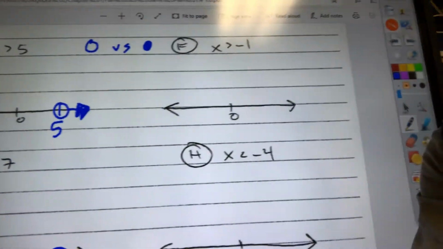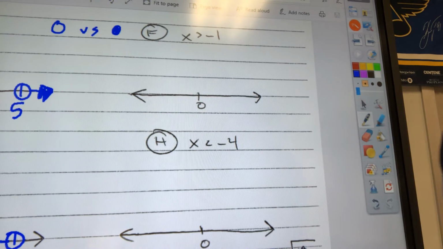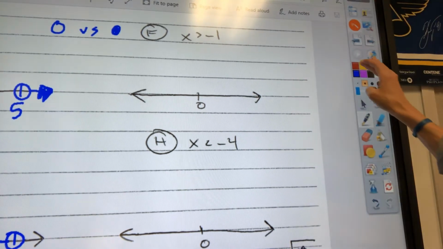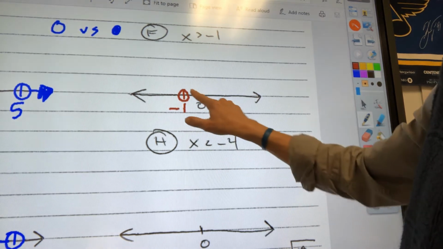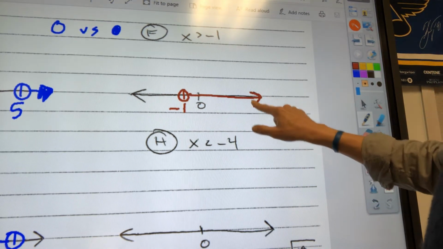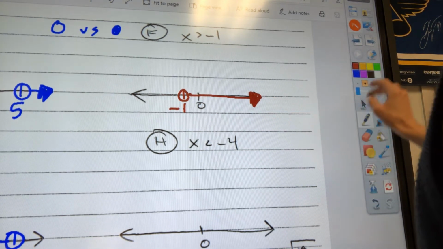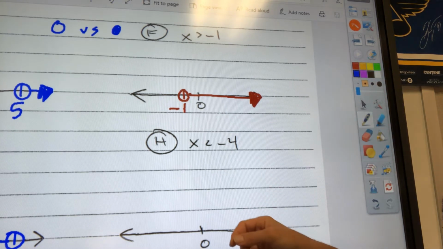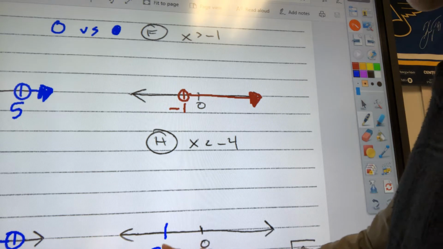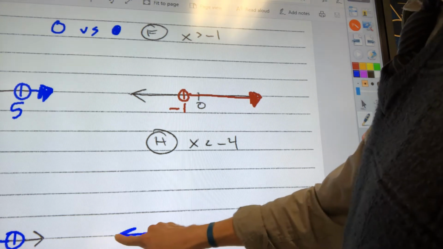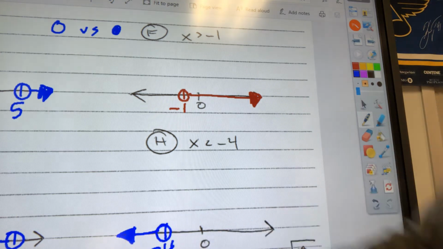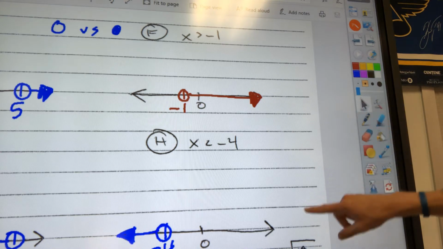F. X is greater than -1. So there's -1. Greater than, open circle. Greater than means shade to the right. H. X is less than -4. Here's -4. Open circle because there's no equality. Less than means you shade to the left. Okay, so those are all pretty easy. That's how you shade, and that's what we'll do for the next several pages.